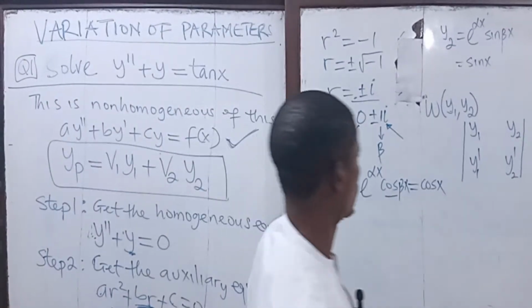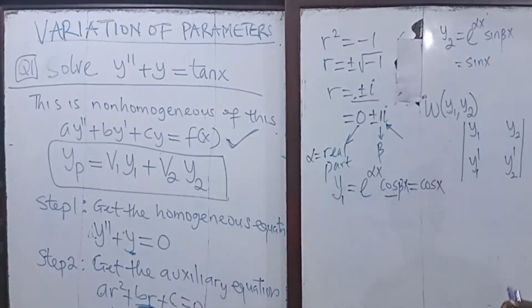So that's what we have. We just have to replace the y1. My y1 is cos x, which we got here. My y2 is what?